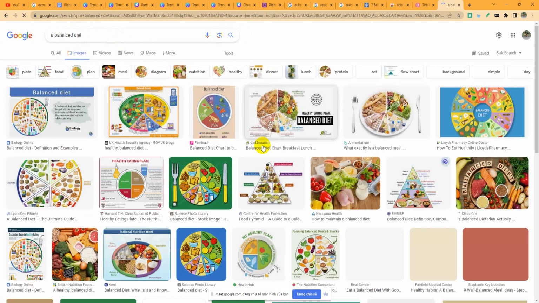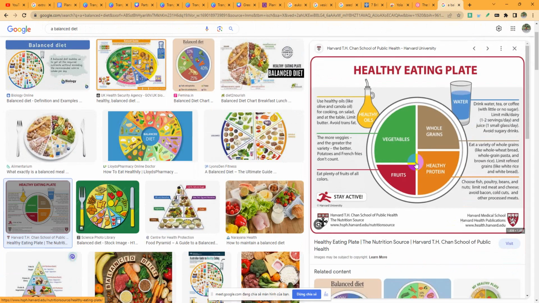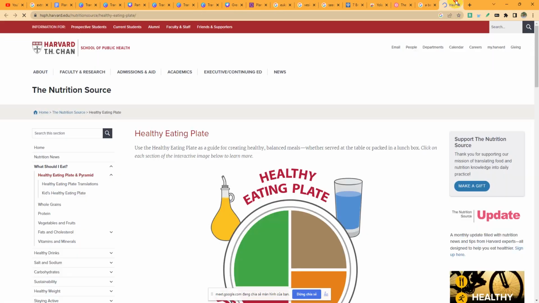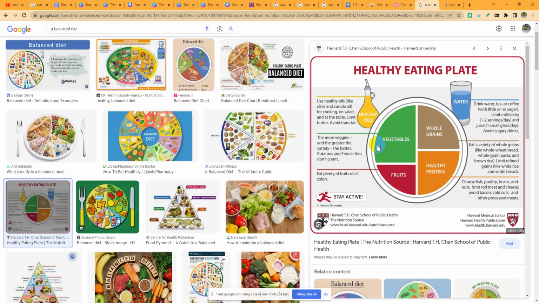I prefer looking at pictures rather than just articles. So let's take a close look at this picture. Yeah, it looks really engaging. So first, as you can see, vegetables account for the majority part of our diet.